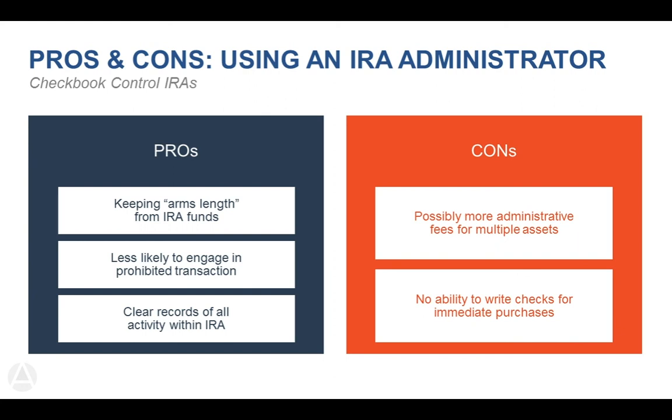You're less likely to engage in a prohibited transaction. Now, going back to the beginning of my presentation, where I had a client that bought a house in Auburn and had his daughter live in it, well, he did that through an LLC. The way that we would have caught that is that he would have sent us a lease agreement. Anytime that we see the same last name on a lease agreement, a contract, or something like that, we always ask, hey, who is this person in relation to you?